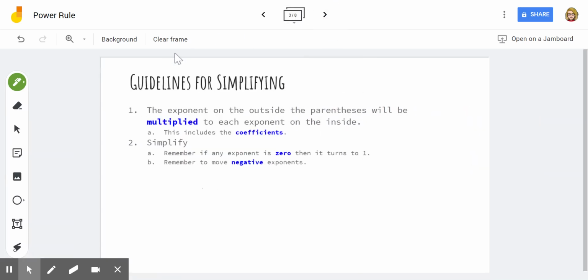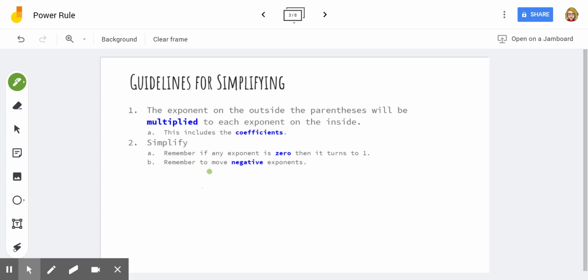Okay, some guidelines for simplifying. The exponent on the outside of the parentheses will be multiplied to the exponent on the inside. This includes the coefficients. And then simplify. Remember, if any exponent is 0, then it turns to 1. And then remember to move your negative exponents.